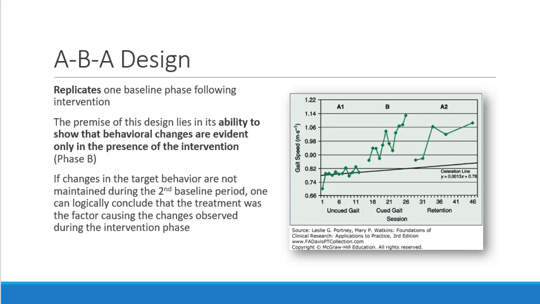Now, in ABA design, this replicates one baseline phase following an intervention. The premise of this design lies in its ability to show that behavioral changes are evident only in the presence of the intervention. If changes in the target behavior are not maintained during the second baseline period, one can logically conclude that the treatment was the factor causing the changes observed during the intervention phase.